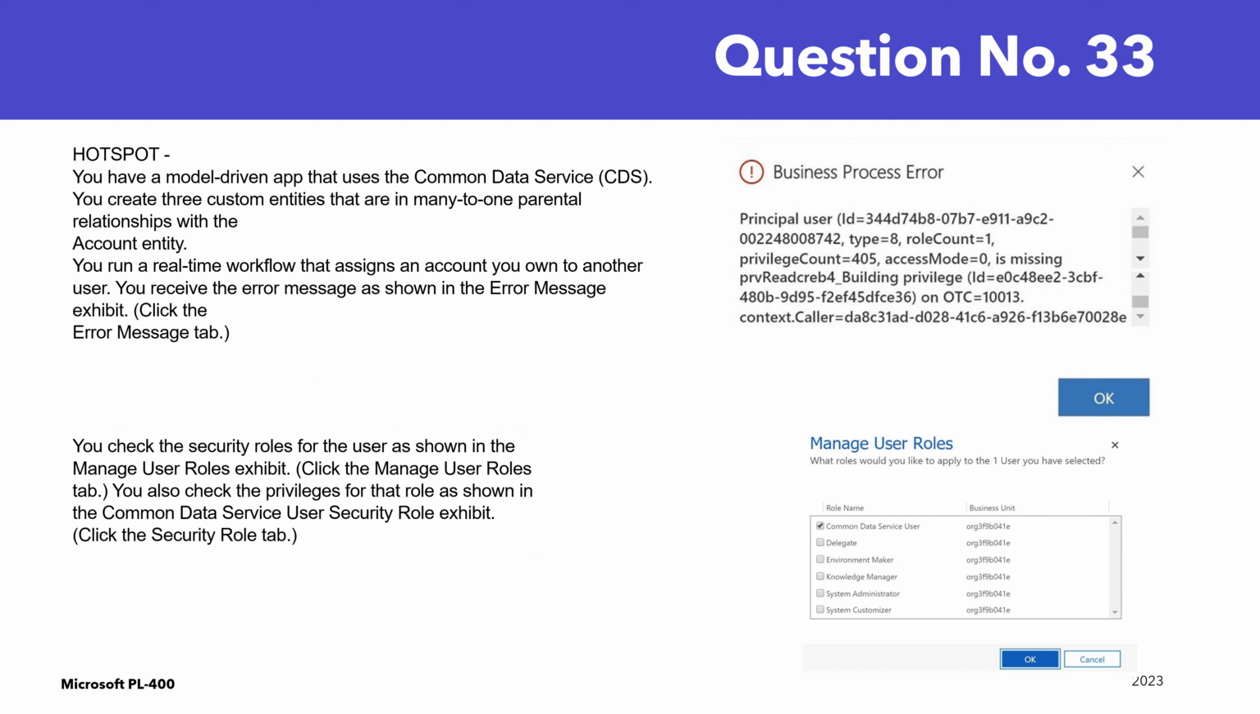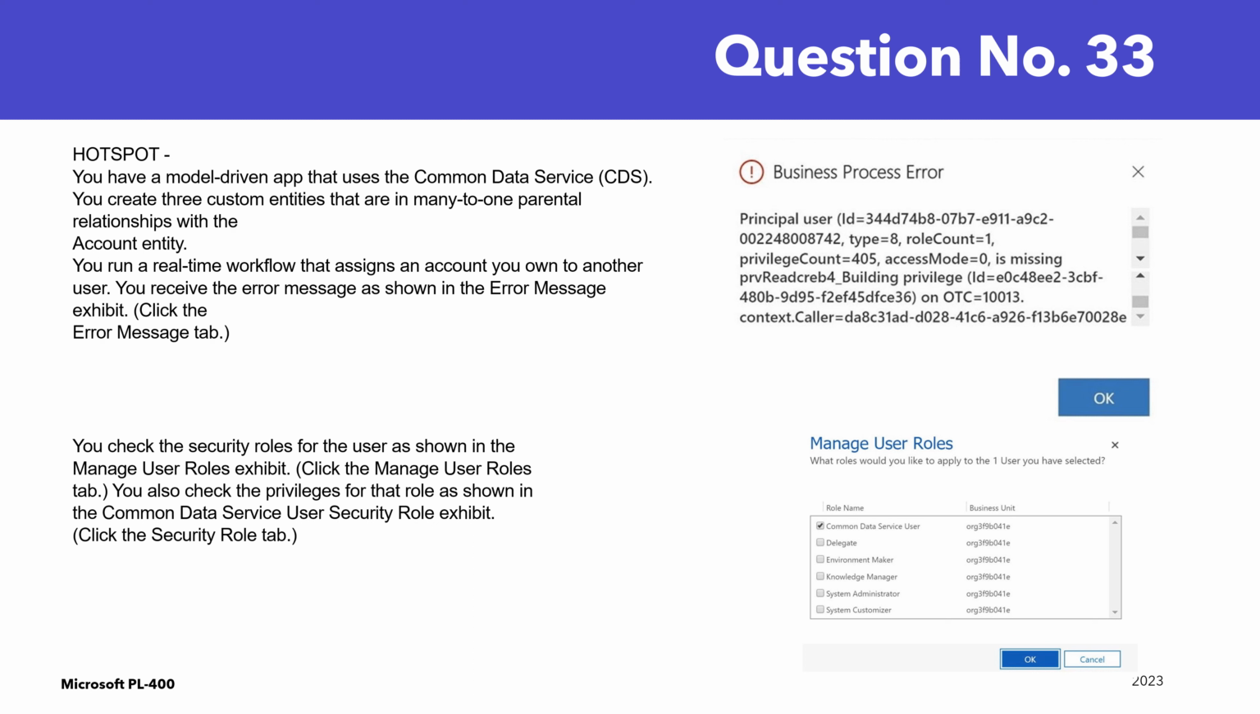You have a model-driven app that uses the Common Data Service, CDS. You create 3 custom entities that are in many-to-one parental relationships with the account entity. You run a real-time workflow that assigns an account you own to another user. You receive the error message as shown in the error message exhibit. Click the Error Message tab. You check the security roles for the user as shown in the Manage User Roles exhibit. Click the Manage User Roles tab.